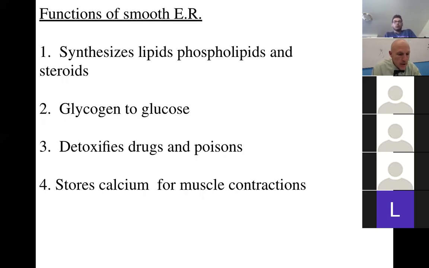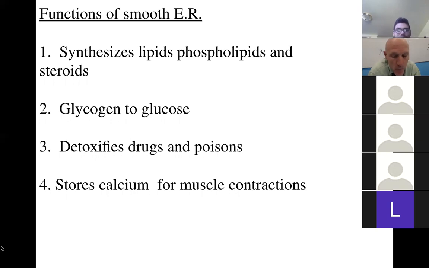Not much fun today. I know. I apologize. Now, there is smooth ER. Somebody get this question right, please. Even if I never mentioned smooth ER, if they asked you on the test, if rough ER has ribosomes, why do they call it smooth ER? No ribosomes. No ribosomes, right? That's all there is to it.